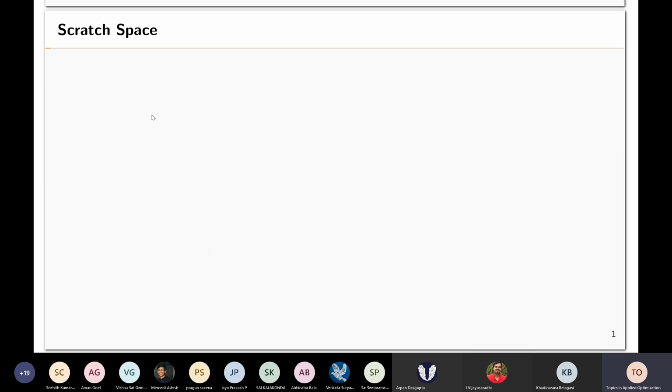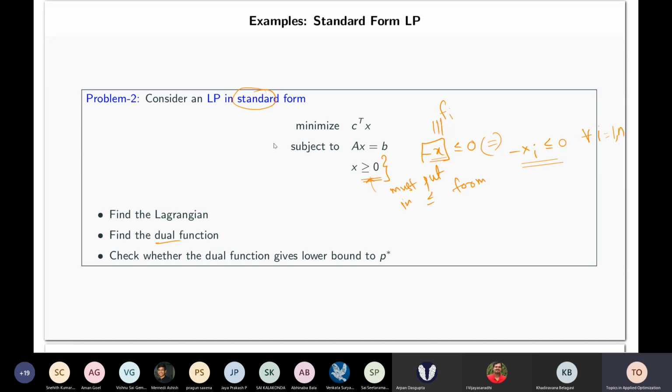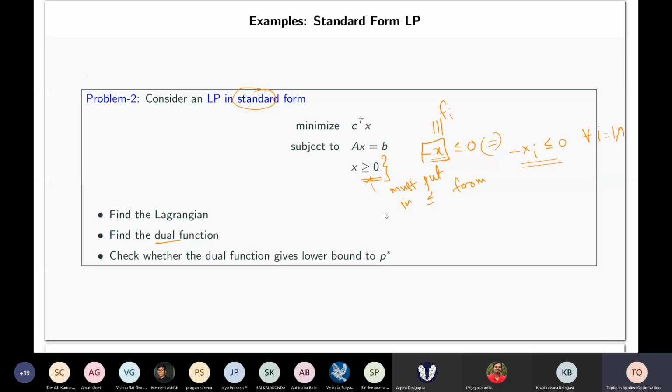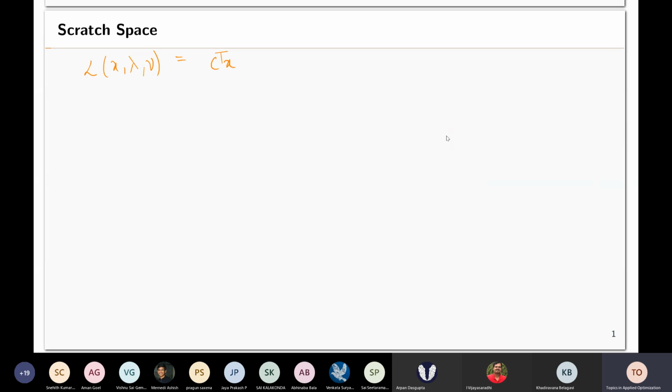Okay, so the Lagrangian we can form. Let us write down the Lagrangian. In this case, we have both equality and inequality constraints, so both lambda and nu parameters will show up. So the Lagrangian is L of x, lambda and nu, both are there. The objective is c transpose x, and then the inequality constraint is minus xi less than or equal to 0, right? So minus, and the parameter that goes with it is lambda i and xi, for i equal 1 to n.